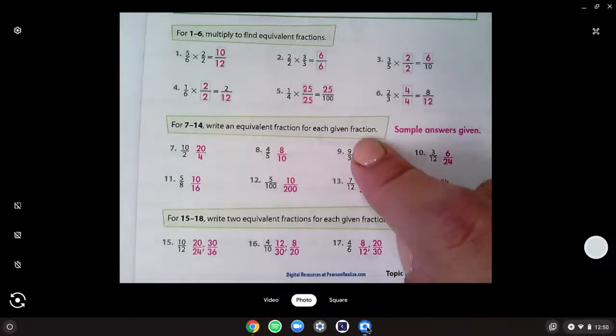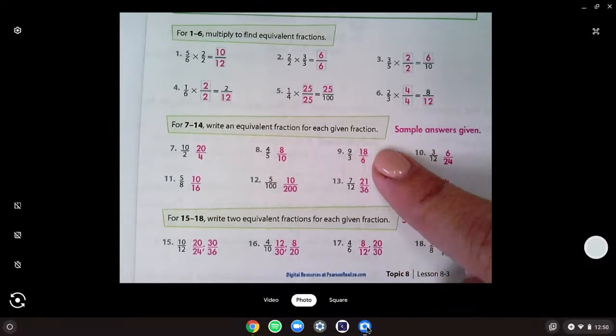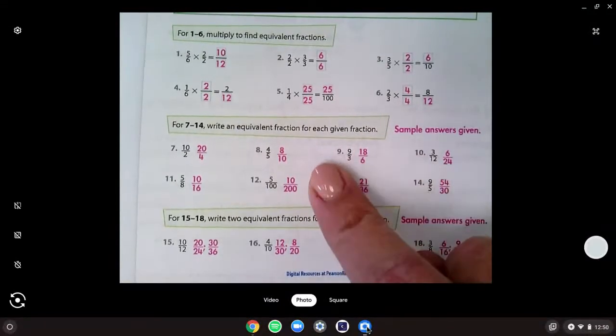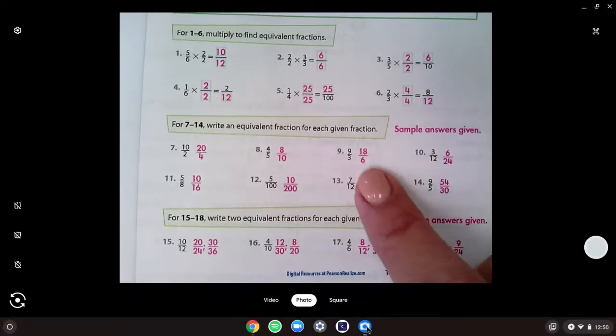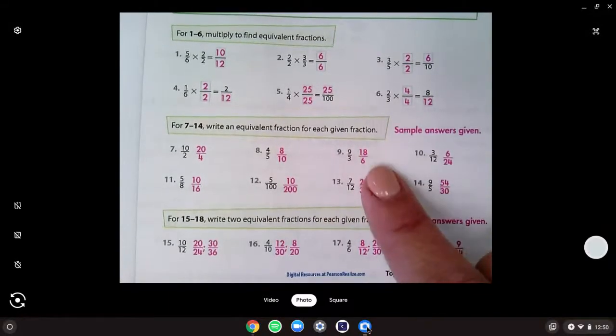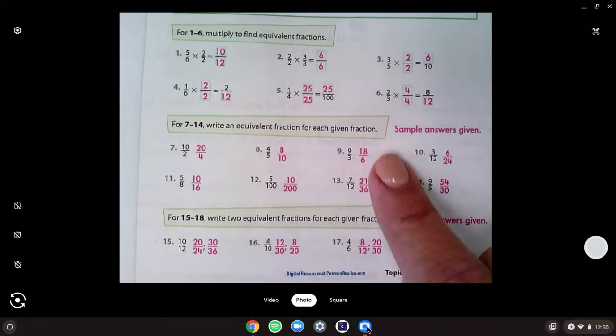Nathan, why is it okay? Because the question is improper. Yeah, because it starts improper. So an equivalent fraction should be improper then. Good. Is anyone wondering if theirs is working?